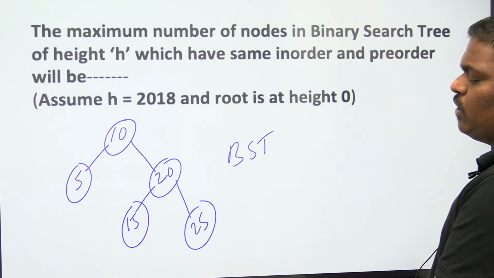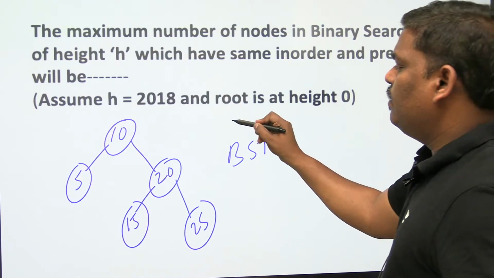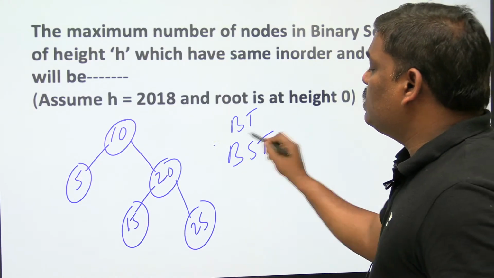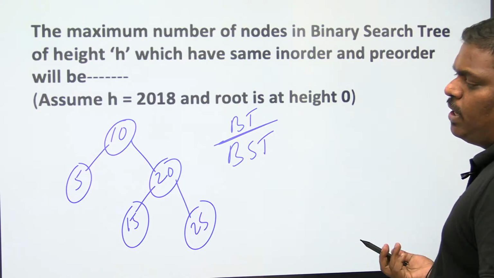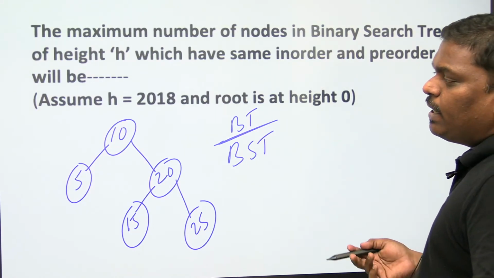So if you see this particular tree, it's a binary tree, it's fine. And one more, it is a BST. Why BST? Comparing root data, left should be smaller. Yes. Comparing root data, right will be greater.